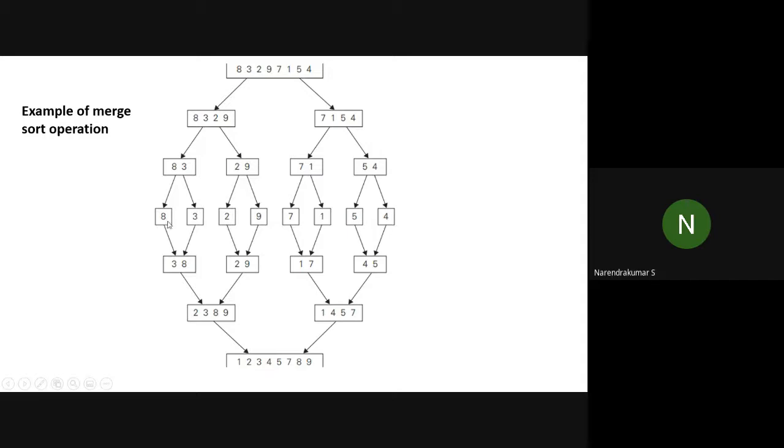So 8, 3 will be compared, and we'll get 3, 8. And here 2, 9 will be compared, and we get 2, 9. Then 3, 8 from here and 2, 9 from here are compared properly, and we'll get the result 2, 3, 8, 9.